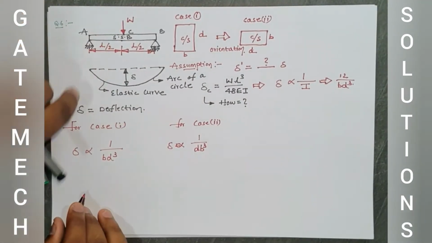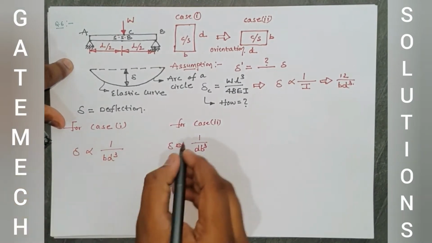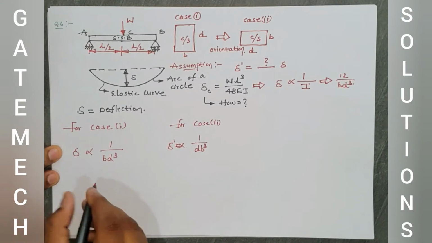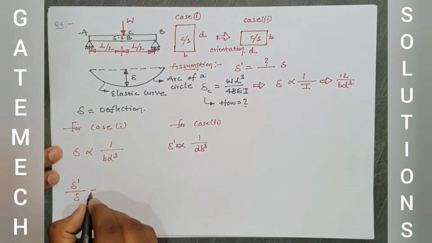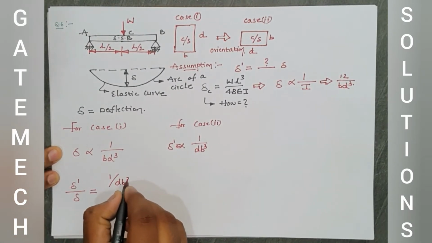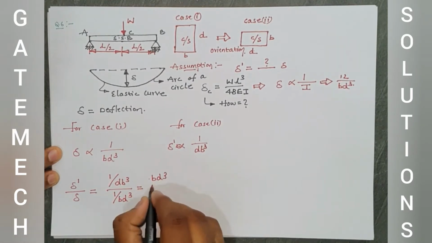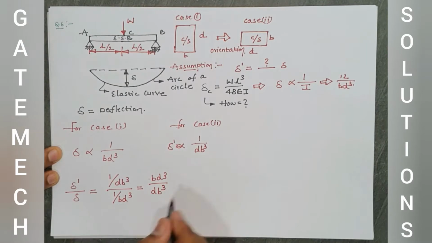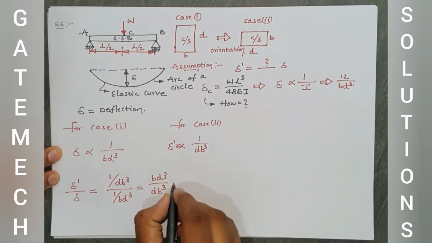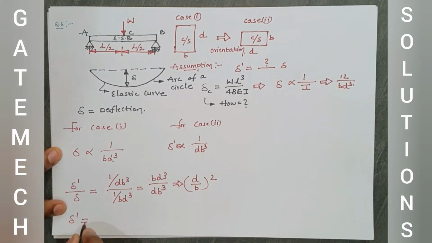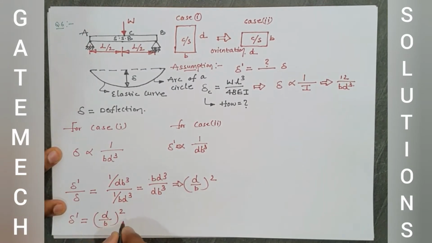Let us say this one I am taking as delta, this one I am taking as delta dash. This delta dash needs to be calculated in terms of delta. So substitute here, delta dash divided by delta is equal to 1 by DB cube divided by 1 by BD cube. So BD cube divided by DB cube. So B gets cancelled out, D gets cancelled out. This will come as D by B whole square. So the delta dash is given as D by B whole square times delta, this is the correct answer for this question.